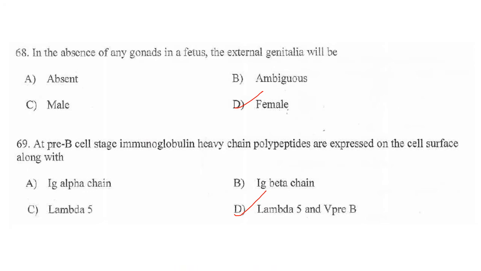Then next one. In the absence of any gonads in a fetus, the external genitalia will be female. Answer is option B. Then at the pre-B cell stage, immunoglobulin heavy chain polypeptides are expressed on the cell surface along with lambda 5 and VpreB. That is in the case of B cell development.